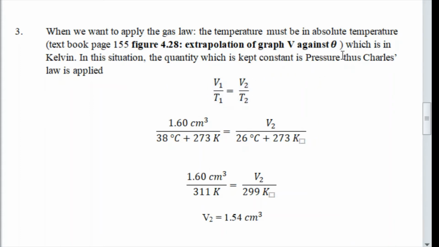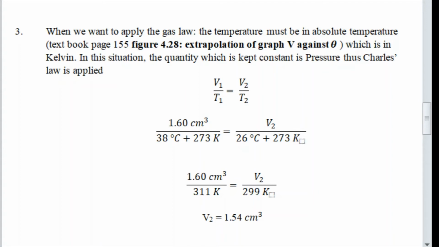So, V1 over T1 equals V2 over T2. You need to substitute the values of volume and the value of temperature, which is initially in degrees Celsius, plus 273 Kelvin for T1 and also for T2. And then you just calculate. There is the answer, V2 equals 1.54 centimeter cubed.